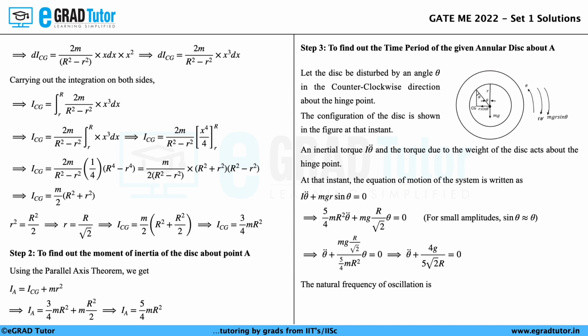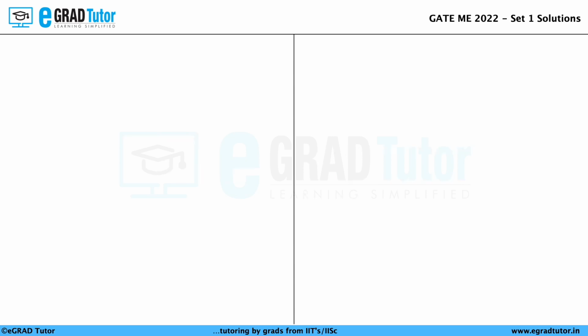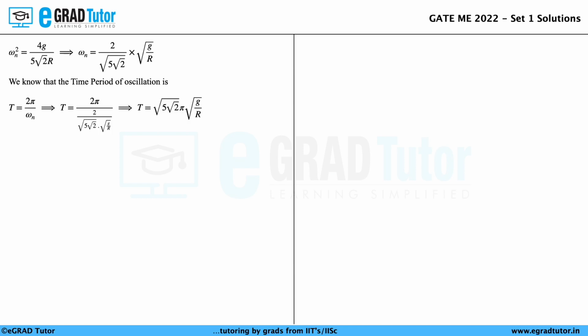Then the natural frequency of the oscillation can be written from this equation as omega n square is equal to 4g by 5 root 2 into capital R. Taking square root on both sides, we get omega n is equal to 2 by square root of 5 root 2 into under root g by capital R. We know that the time period of oscillation can be written as T is equal to 2 pi by omega n. Substituting omega n and simplifying, we get the time period of oscillation as T is equal to under root 5 root 2 into pi into under root capital R by g.